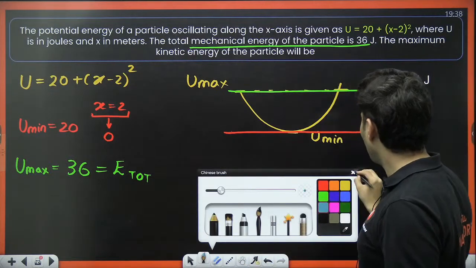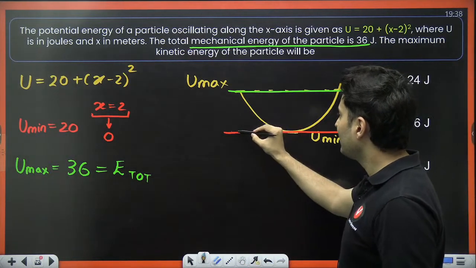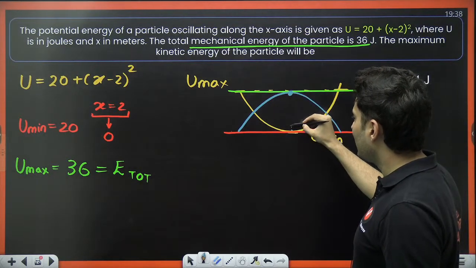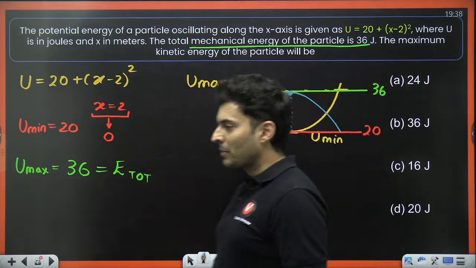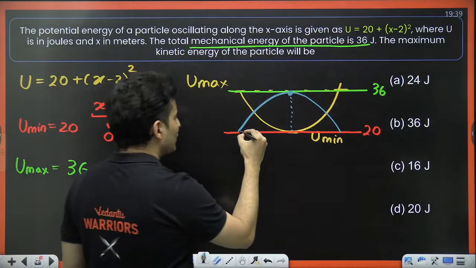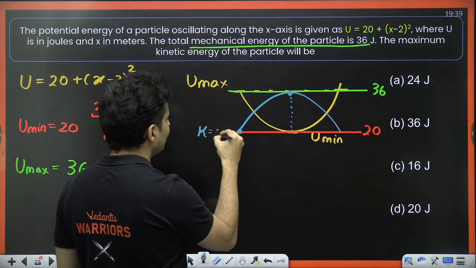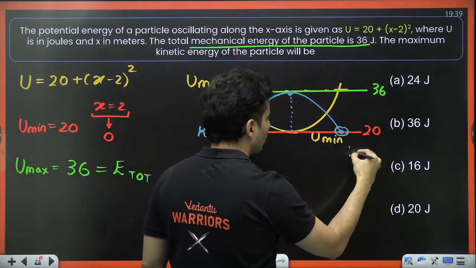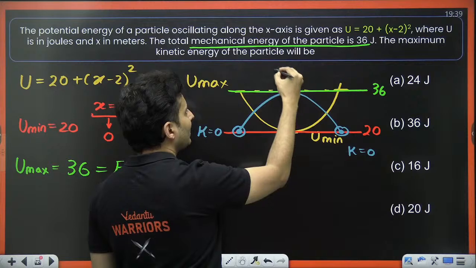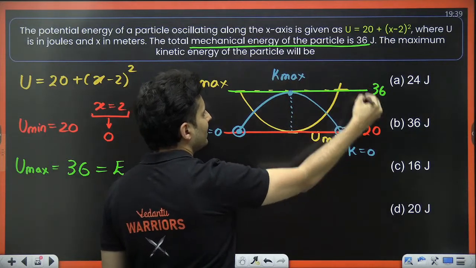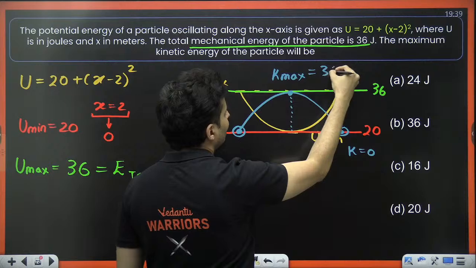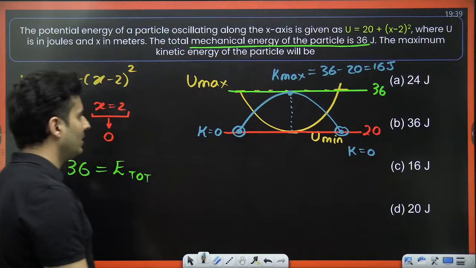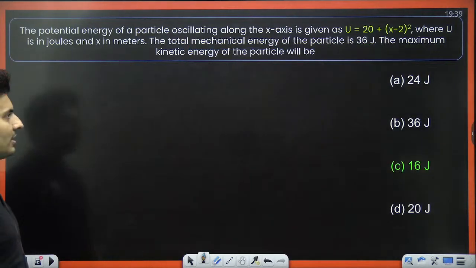So now I know how the potential, if it is like this, the kinetic will be like this. So what is the maximum kinetic energy? Think about it. What is the maximum kinetic energy? So here the kinetic energy will be 0. Here the kinetic energy will be 0. Even here it will stop. So how much will be the max kinetic energy? The difference of the two, it will be 36 minus 20, which is 16 joules, which is C for Captain Shreyas. C for Captain Shreyas.